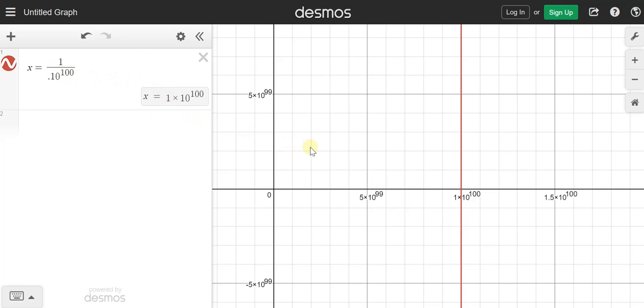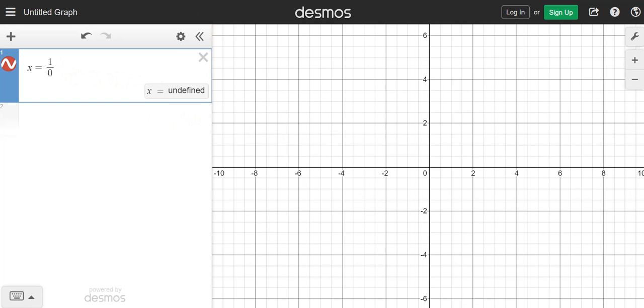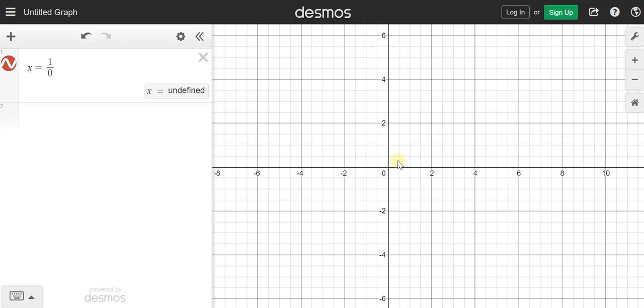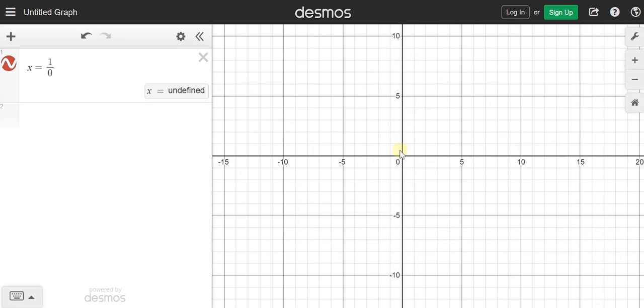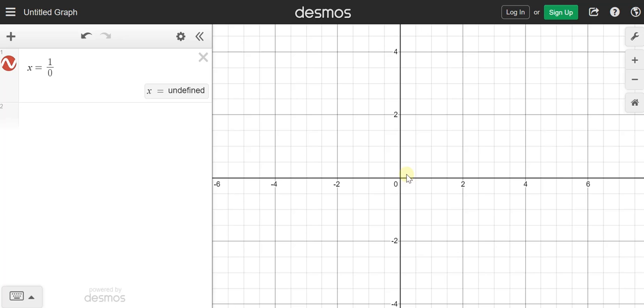So, what happens if you get to 0? It is marked as undefined. There is no function on this graph. I can scroll out as far as I want. Nothing will appear.